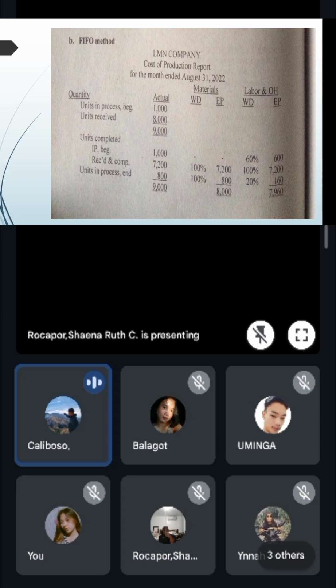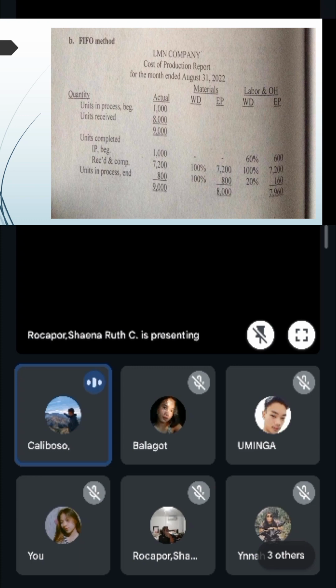Then, paano nakuha yung 7,2? So, yung 7,2 is nakuha natin sa... 7,2. So, ito yung record and complete natin. Then, yung unit in process naman natin is unit in process ending is 800.